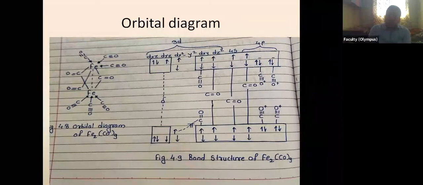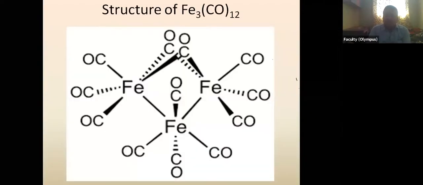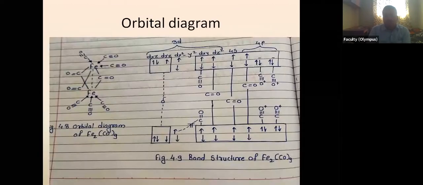So pi bond and sigma bond are common bonds, but this bond is formed by the overlapping of d orbitals of the metal, so it is called a delta bond. This is a d pi p pi bond. This bond is a delta bond, the metal-metal bond, and this is a coordinate bond. These are simple covalent bonds. So this is regarding the structure of iron nonacarbonyl.